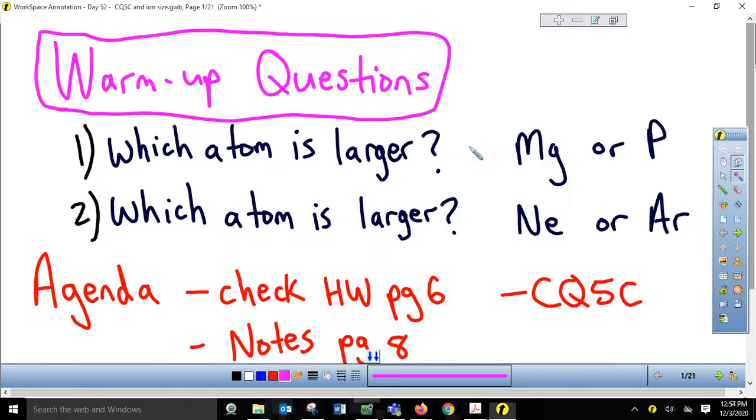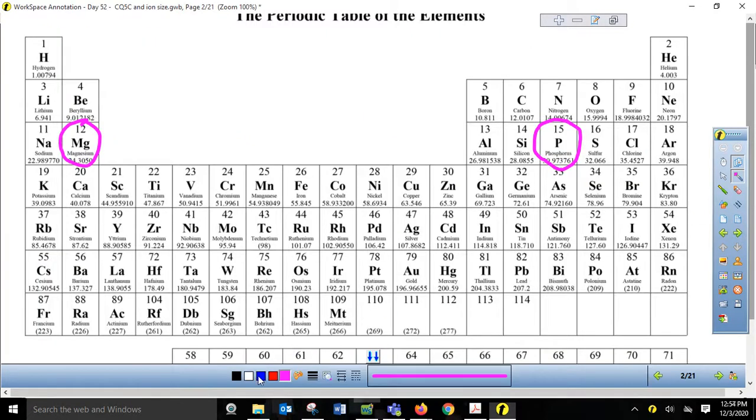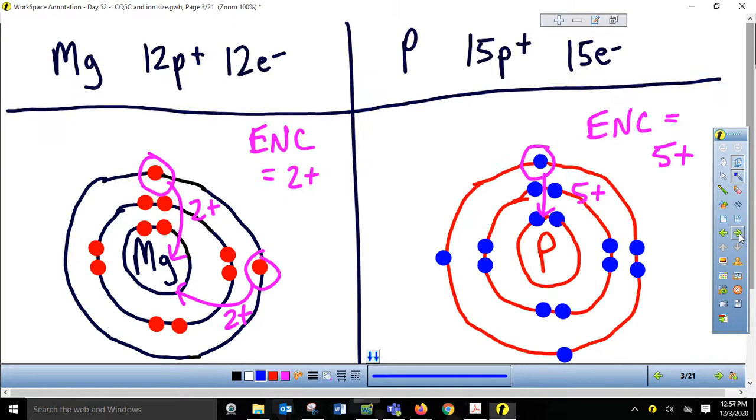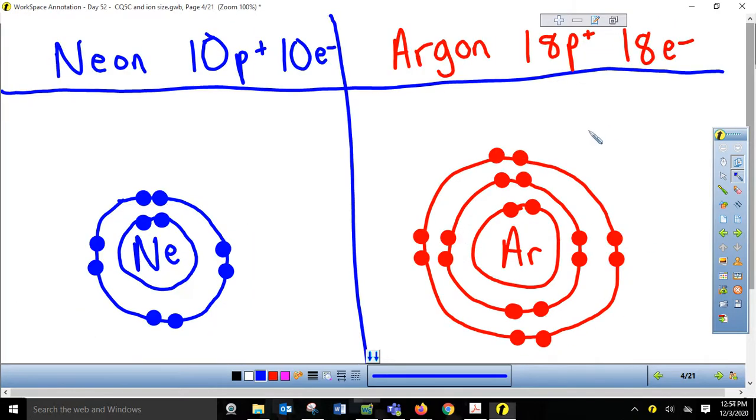The second question asks you to compare neon to argon. This one's easier to explain. So neon and argon, family members. They both have plus 8 ENCs, but neon only has 2 shells of electrons, argon has 3 shells of electrons, and so because those electrons are being pulled in with the same force, argon's going to be bigger. So argon would be bigger because it has 1, 2, 3 shells. It has an extra shell of electrons, and so the electrons are going to be farther away from the nucleus, and that'll make it bigger.